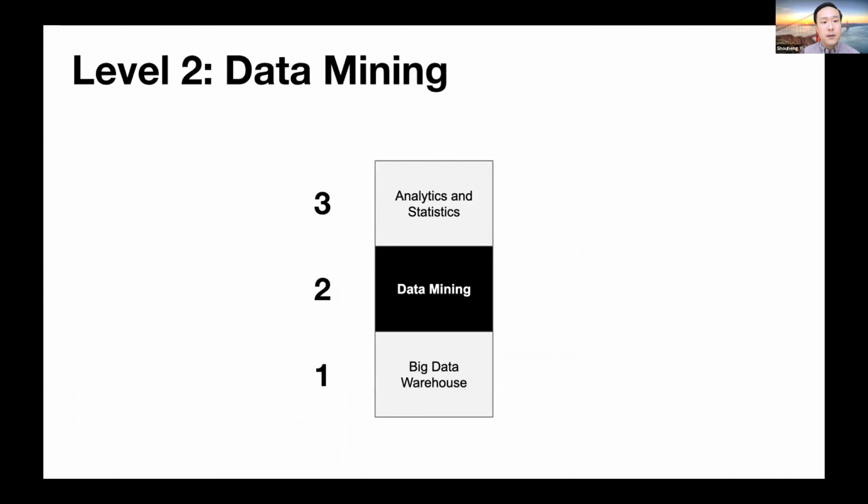Having those data available is not enough, because we need to find the needle in the haystack, which means that we need to mine those data effectively.